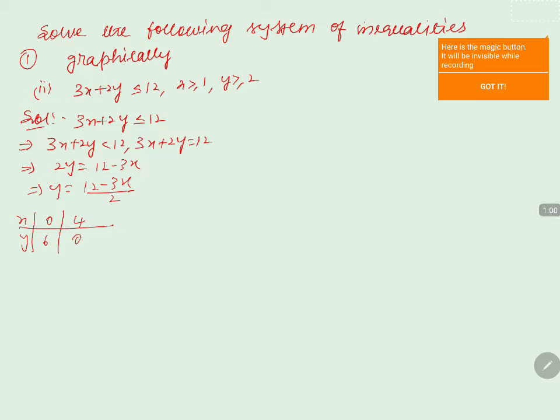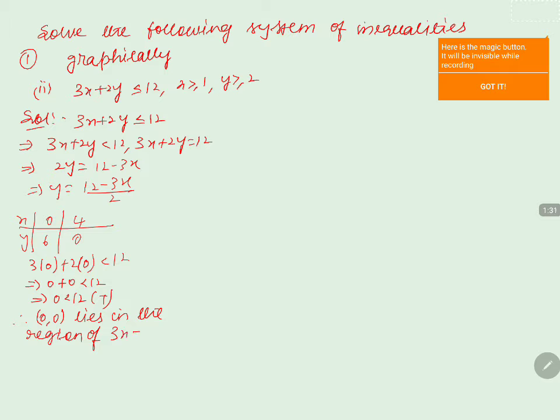So substituting origin in the inequation 3x plus 2y less than or equal to 12, we will get 3 into 0 plus 2 into 0 less than 12. Then we get 0 plus 0 less than 12, that is 0 less than 12, which is true. Therefore, we can say that origin lies in the region of 3x plus 2y less than or equal to 12.